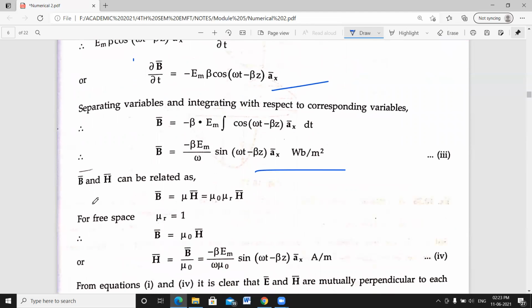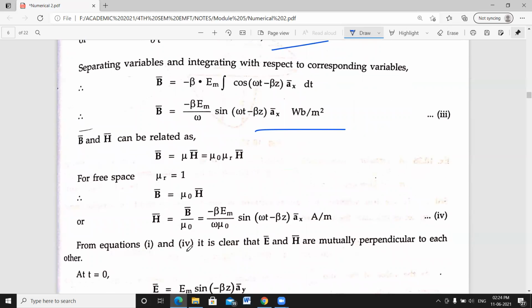Then B and H are related by μ. B is equal to μ times H, that is μr into H. μr is equal to 1 for free space. Therefore B is μ0 into H, so H is equal to B divided by μ0. That is nothing but minus β Em divided by ω μ0 sin(ωt − βz) Ax amperes per meter.